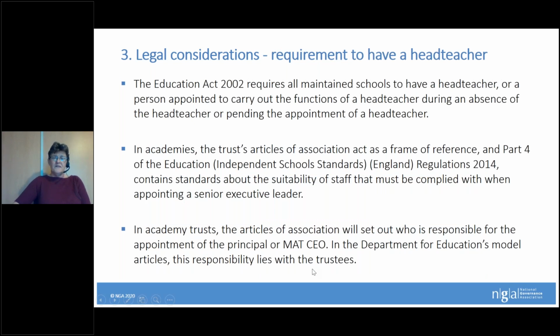The requirement to have a head teacher is stipulated in the Education Act 2002 for all maintained schools. For academies, it is the Trust Articles of Association that would be the main point of reference, but it's the independent school standards regulations that contain standards about the suitability of someone who can be a senior executive leader in a trust. The Articles of Association will also point out who is responsible for the appointment of a principal or multi-academy trust CEO. In the Department for Education's model articles, that responsibility normally lies with the trustees.